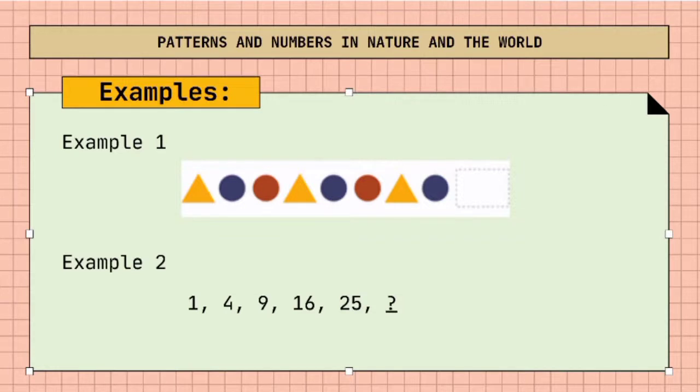Ano kaya yung susunod na object or figure after the blue circle? Makikita natin na after the blue circle is another circle ulit, which is color red. So, therefore, yung next object is a circle with color red. So, proceed tayo sa example number 2.